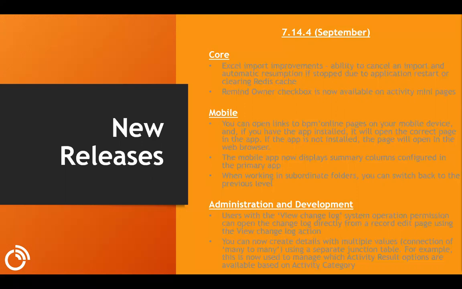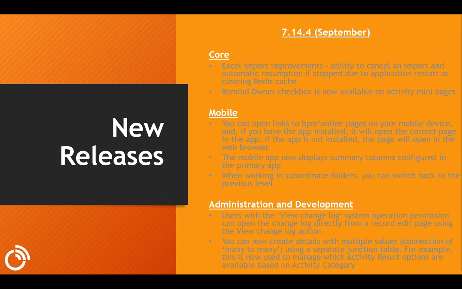On the mobile app, this is another pretty significant change. You can now open links that are BPM record links that will go directly to that app on your mobile device. So if you've got an email or something like that on your phone where you've got a link to a record in bpm'online, it will open directly to the correct record in the mobile app. As well as the ability to work with summary columns and subordinate folders better.